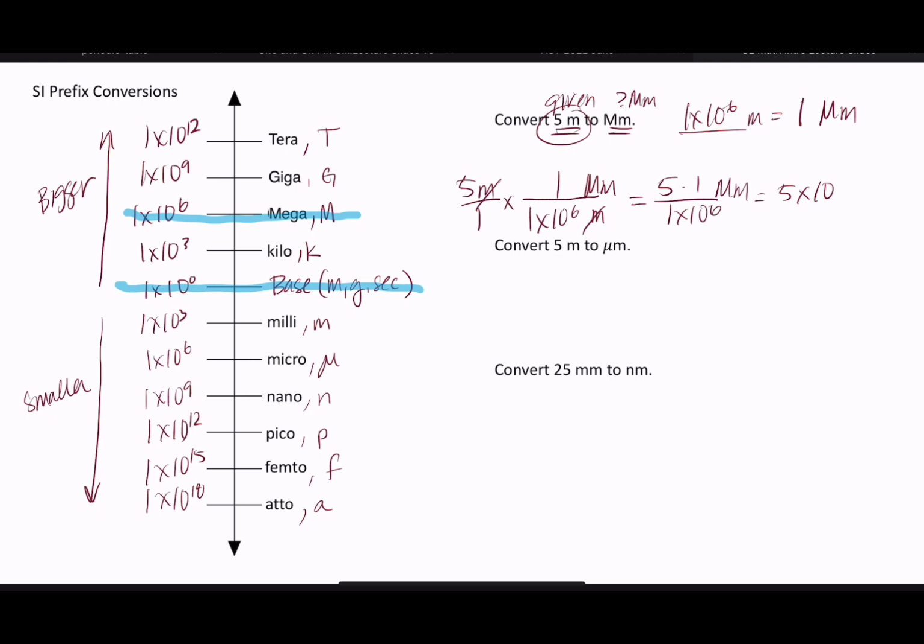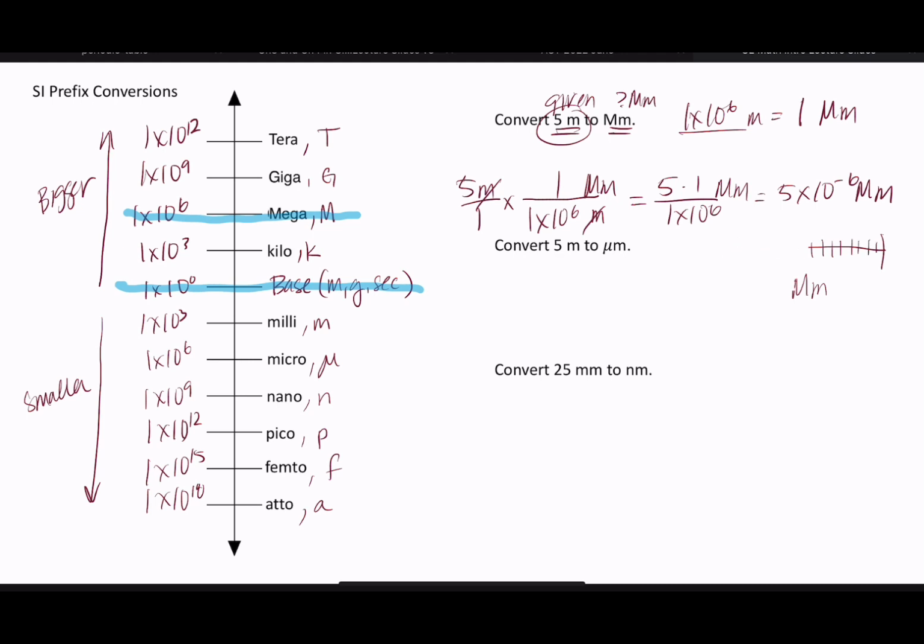But we would get 5 times 10 to the negative 6th megameters, right? Which makes sense because we are converting from something small to something big, right? So again, a megameter is like this. And a megameter gets broken into a boatload of meters, right? So then that makes sense.